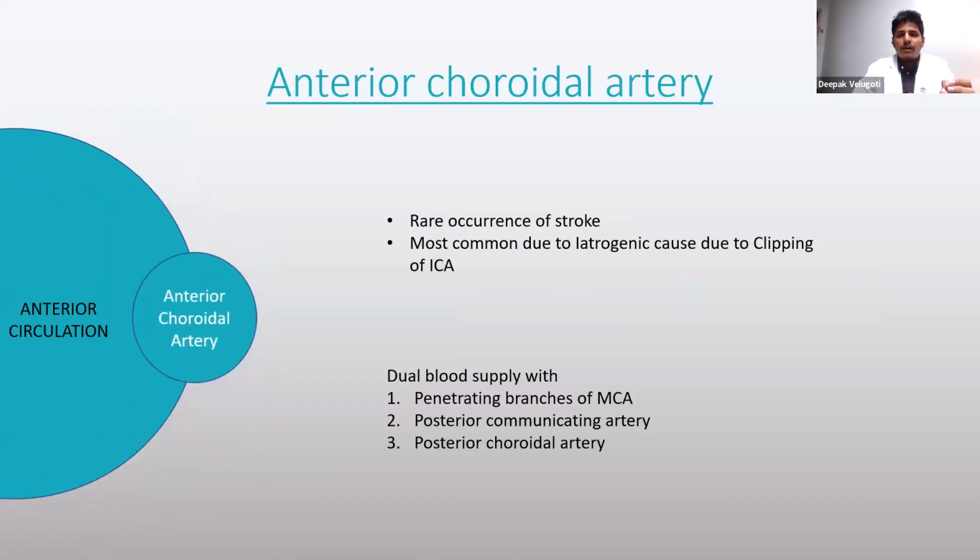Coming to the anterior choroidal artery, strokes of this artery are very rare in occurrence because of the dual blood supply from different branches of the middle cerebral artery and other arteries. It is seen most commonly as an iatrogenic cause due to clipping of the internal carotid artery when it gets involved with an aneurysm.